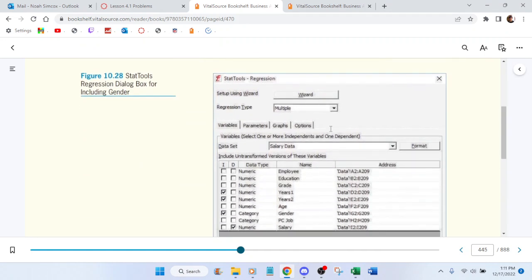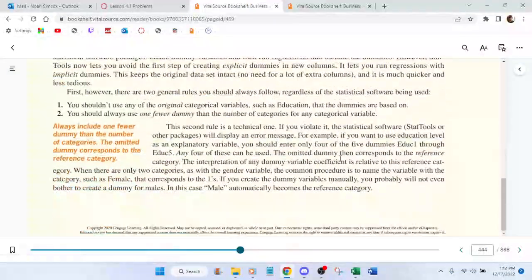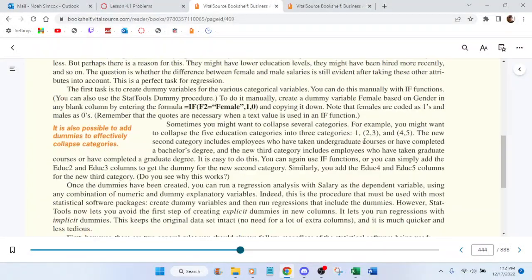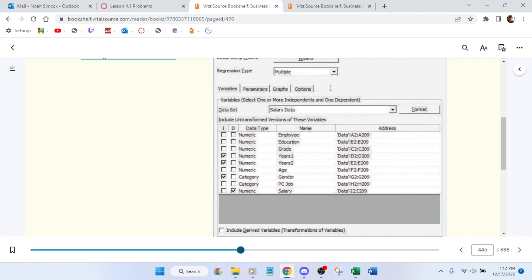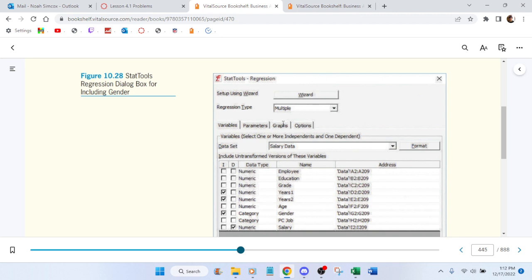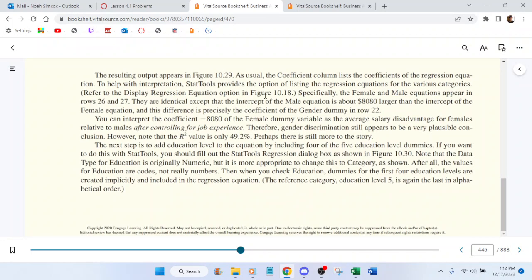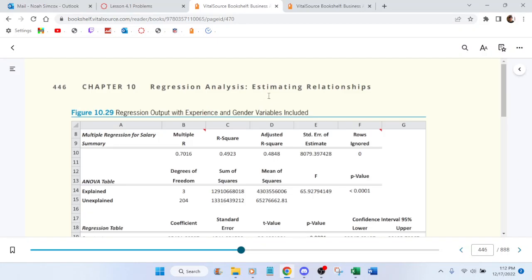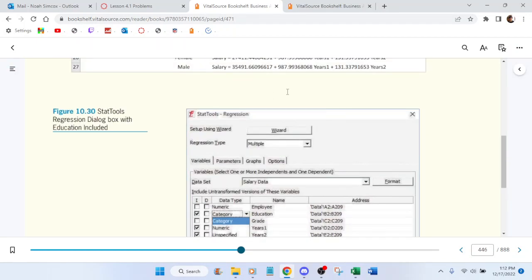Why is this table different? You've got to be kidding me. No, no, no. I don't have stat tools.